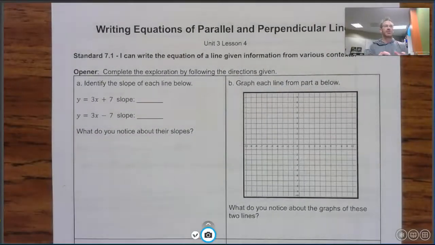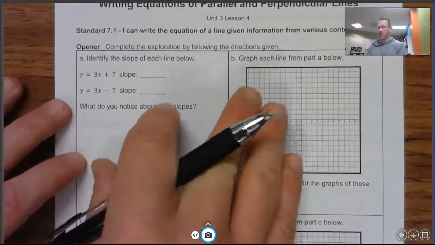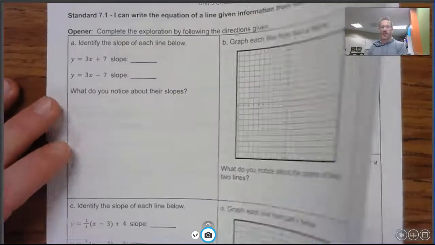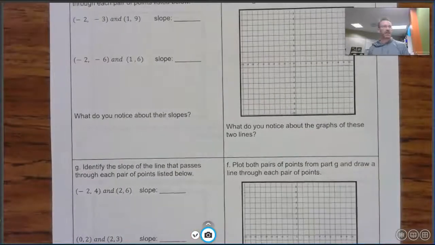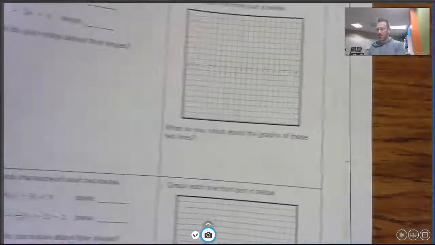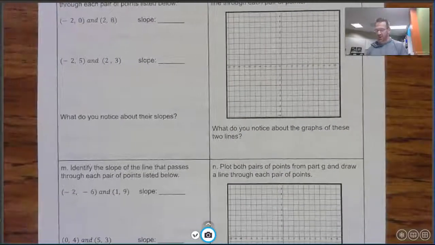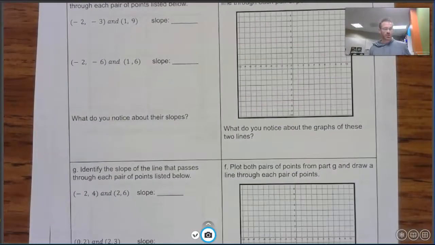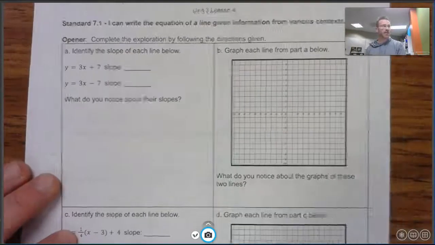Now, here's what you're going to do, because a lot of this video is really you doing the work and then coming back and going through the video and seeing what patterns you saw. For the opener, you have page 1 here, then the next page, which is page 25 in your booklet, and then 26 and 27. So you're going to go all the way up to part N.